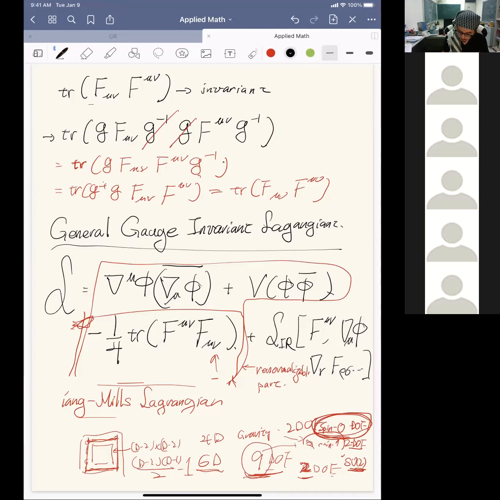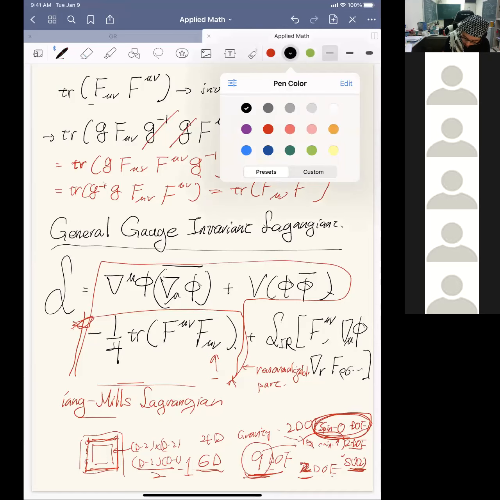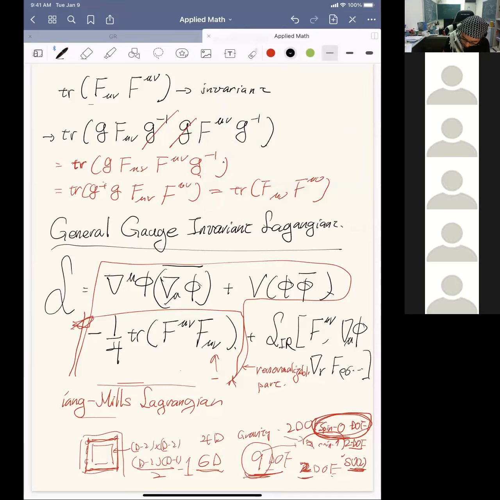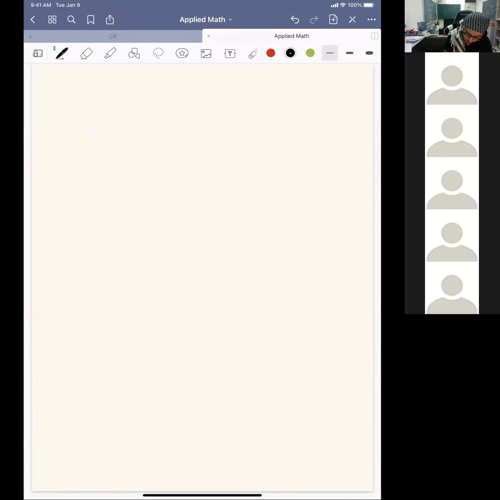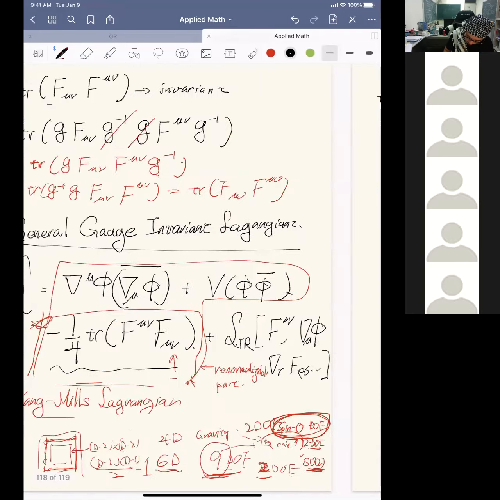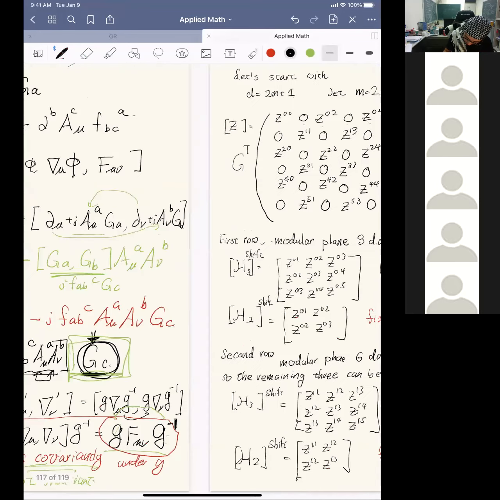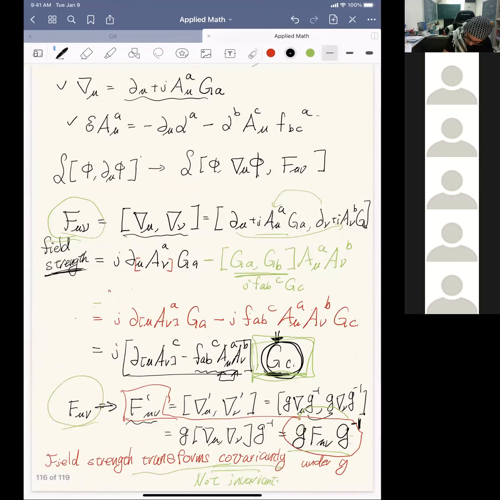Okay, so now we have the Yang-Mills Lagrangian. Let's just see what was very special about the Yang-Mills Lagrangian. This will just take me 5 minutes, and then we'll take a 10 minute break. So why was the Yang-Mills Lagrangian so famous? If you write this thing out, remember, we know what the field strength looks like. We've written the field strength here.